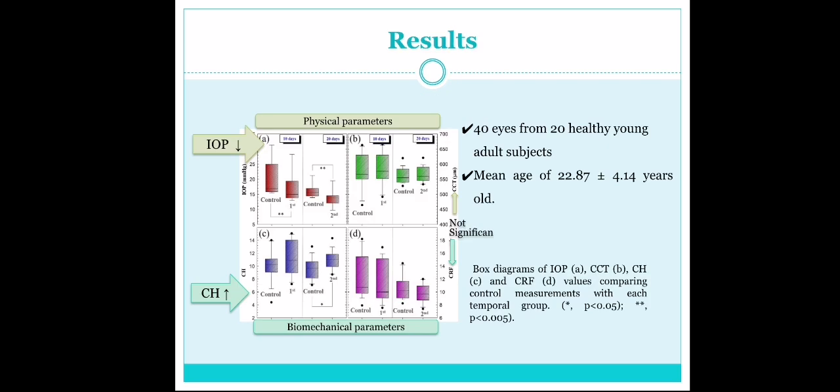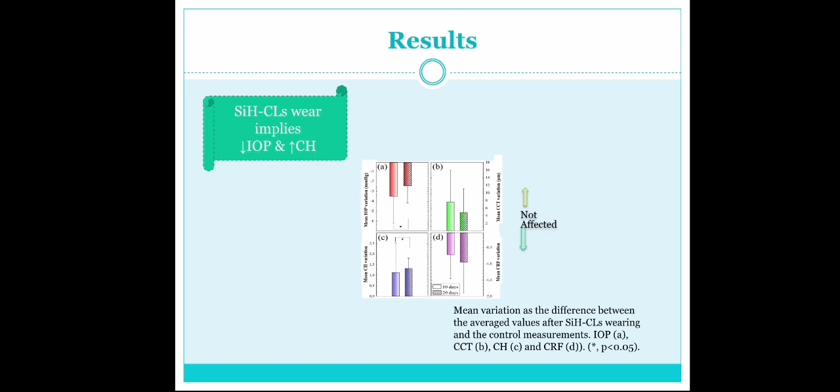Results. When the physical and biomechanical data are compared, it can be seen how the use of contact lenses produces an increase of hysteresis and a decrease in intraocular pressure. Taking into account the corneal thickness and the resistance factor, no statistical relationship is found. This graph also shows the impact of the use of contact lenses on the relationship between hysteresis and intraocular pressure. It's interesting to know the use of contact lenses produces an increase in corneal hysteresis and a decrease in intraocular pressure, which is very important for the treatment of glaucoma.